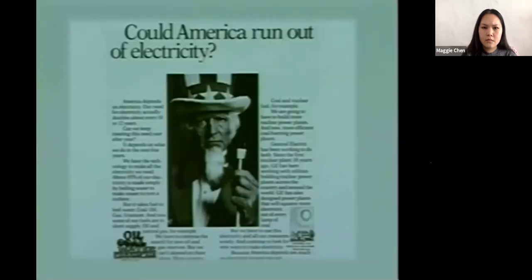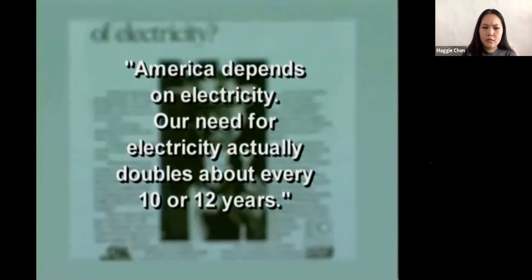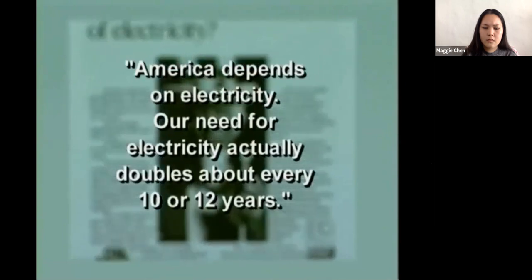Every time the growing quantity doubles, it takes more than all that you'd used in all of the preceding growth. Now, let's translate that into the energy crisis. Here's an ad from the year 1975, and it asks the question, could America run out of electricity? America depends on electricity. Our need for electricity actually doubles every 10 or 12 years.